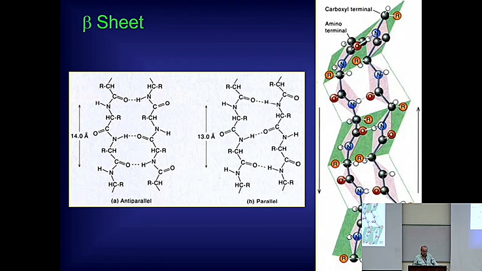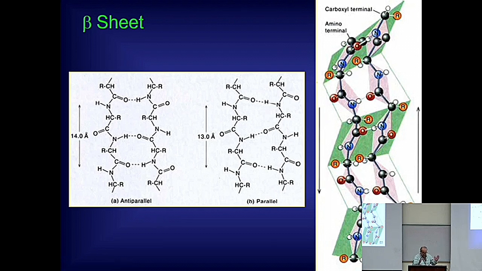The orientation of those polypeptides can be in the same direction, meaning, let's say, amino to carboxy, amino to carboxy. This would be called parallel beta pleated sheet. Or you can have the reverse orientation. Let's say amino to carboxy and carboxy to amino. So in this case, there will be anti-parallel.